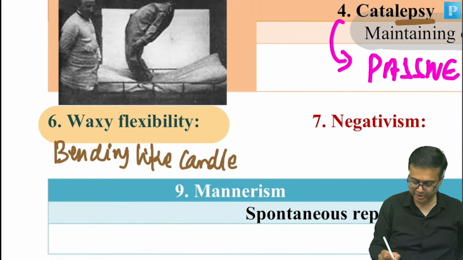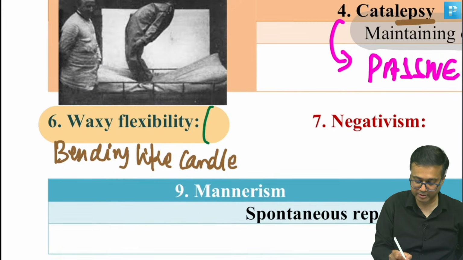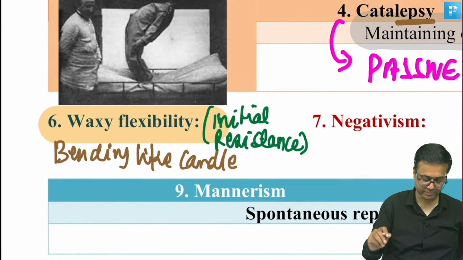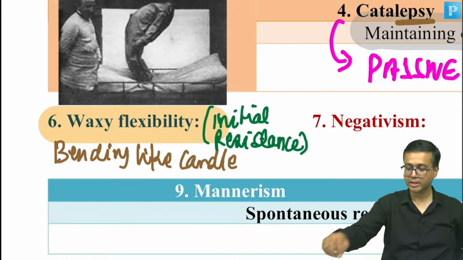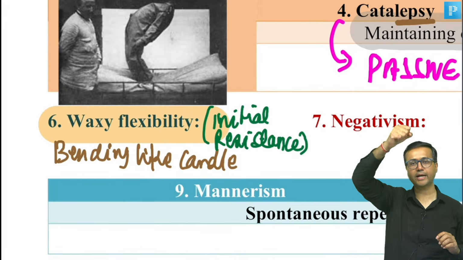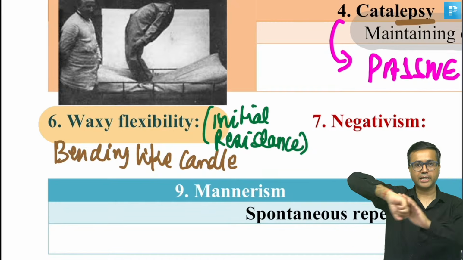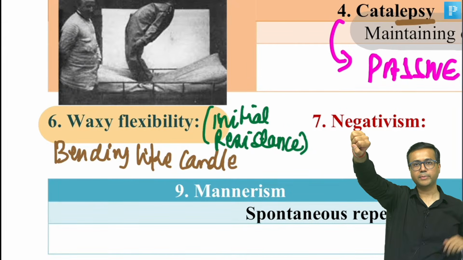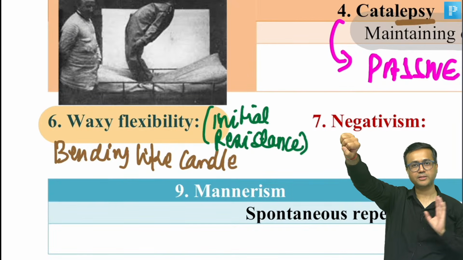But can you also appreciate, beta, please remember one more important point, that there is initial resistance. Let me discuss two patients, A and B. Beta, please see here everyone. Patient number A, I took his hand, there is no resistance, I made his hand into this posture and now I released my hand. Beta, the patient has maintained this posture. What is this phenomenon? Can I say this is catalepsy?